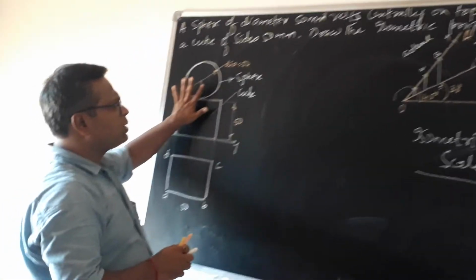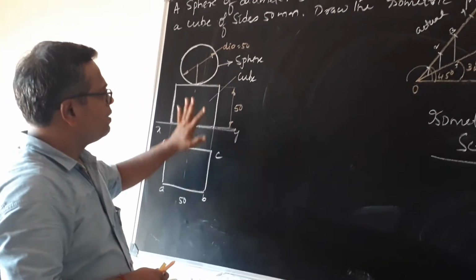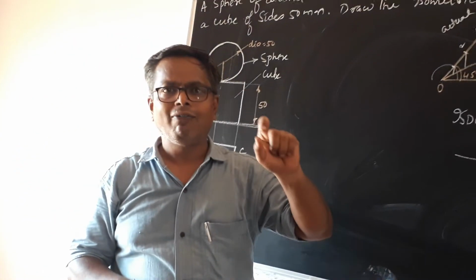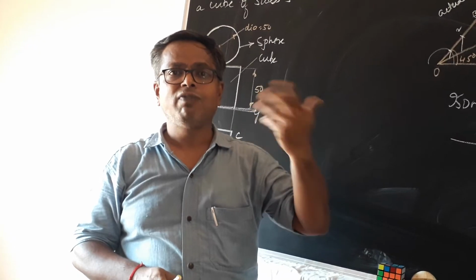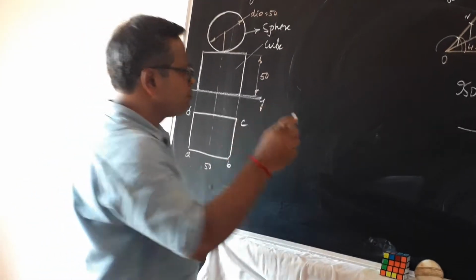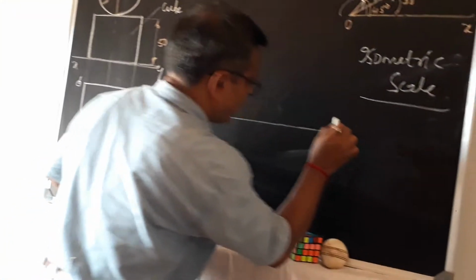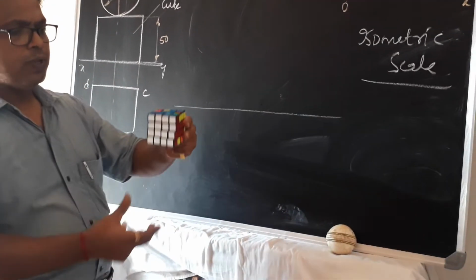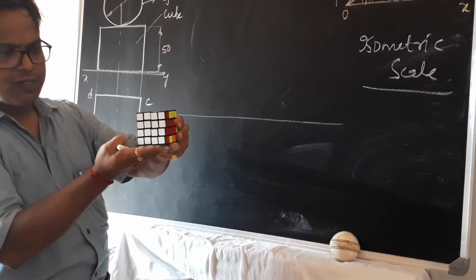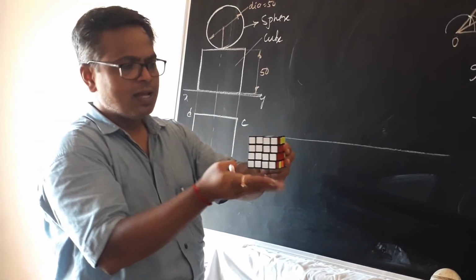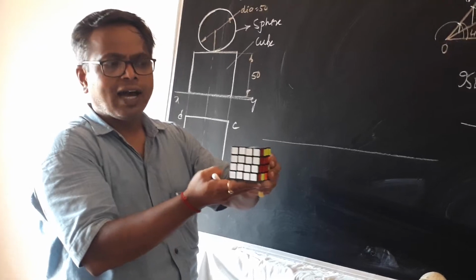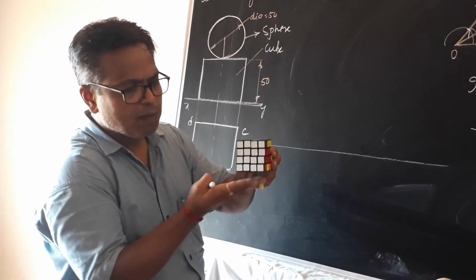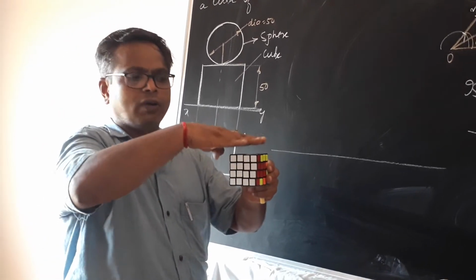Now, let us solve the problem isometrically. First, we have to concentrate on how to draw a cube of side 50 millimeter isometrically. Very simple. You draw a horizontal line. Now, this is a cube. It has two end faces, the top face and the bottom face, and these end faces are connected by another four square faces. First let me complete the bottom face and then go to the top face.